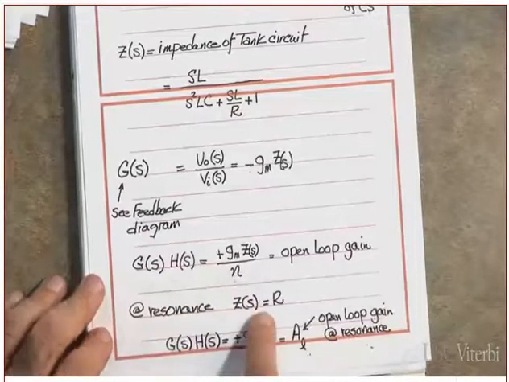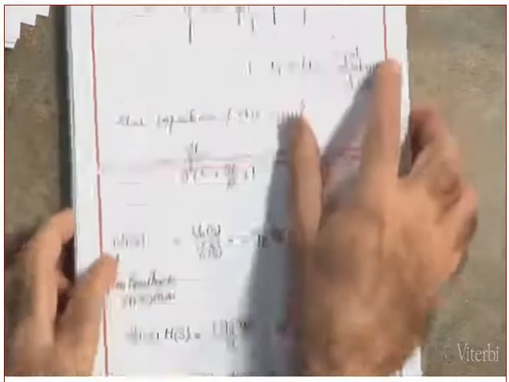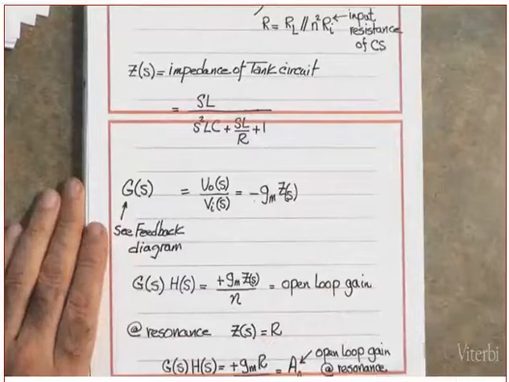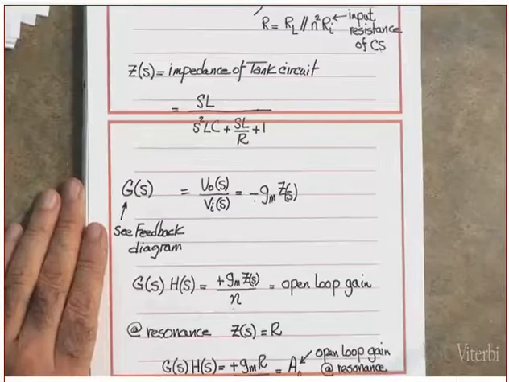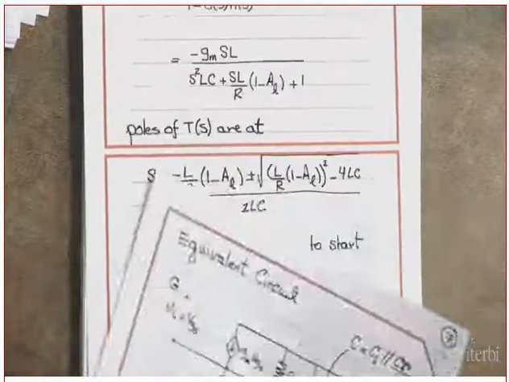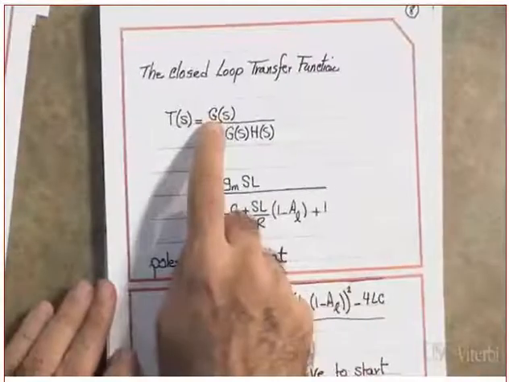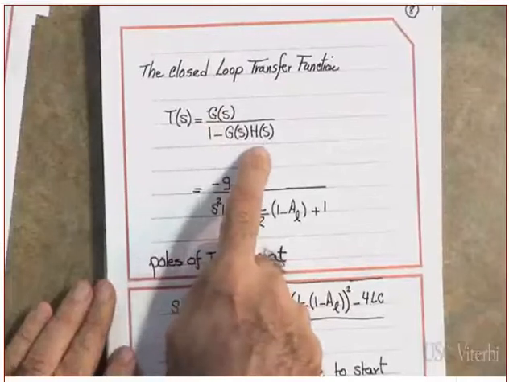Now, at resonance, what is Zs equal to? Zs equal to R. Which means at resonance, Gs Hs equals GmR over N, which is the open loop gain at resonance. Did you get this or not? Okay, good. What is the closed loop? The closed loop is G of S divided by 1 minus G of S, H of S.